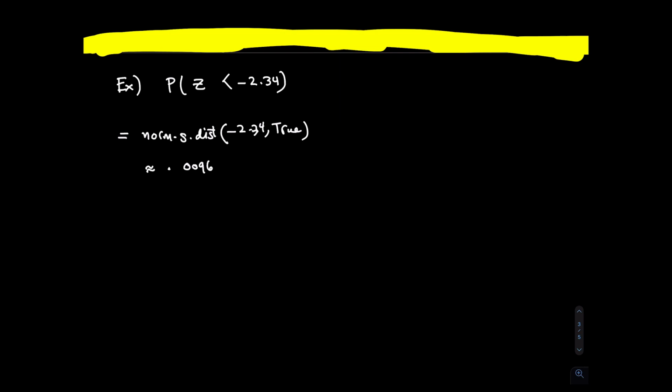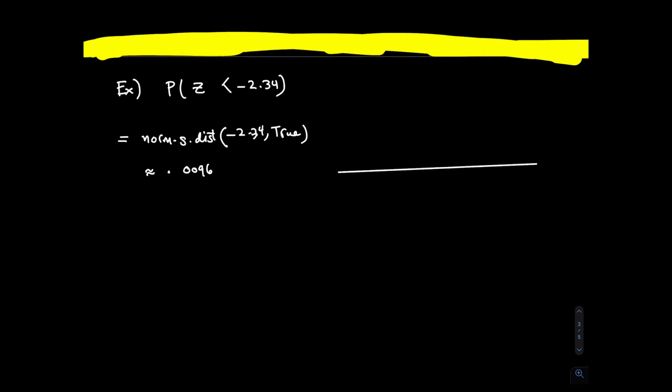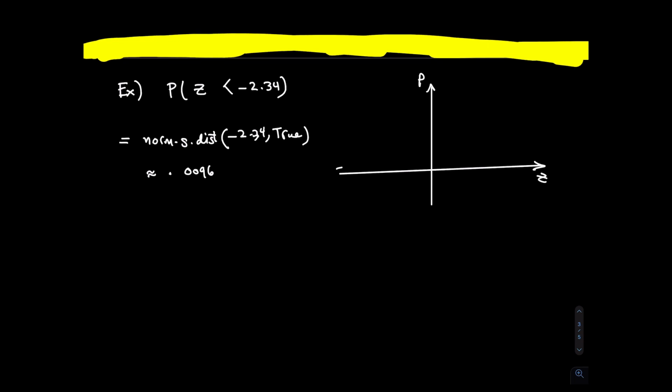But again, it's always a good idea to just get a feel for what it looks like, especially if you're just beginning to learn these techniques. So that's the z-axis. This is the probability axis. Let me draw the normal distribution. All right, so the center is 0. So find a probability that z is less than negative 2.34. Negative 2.34 will be there.